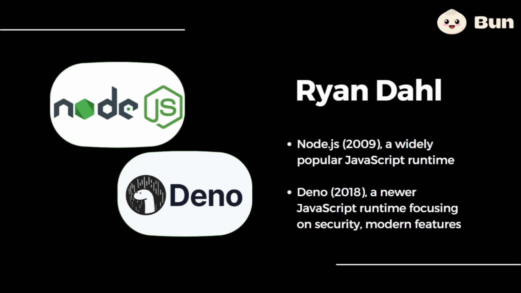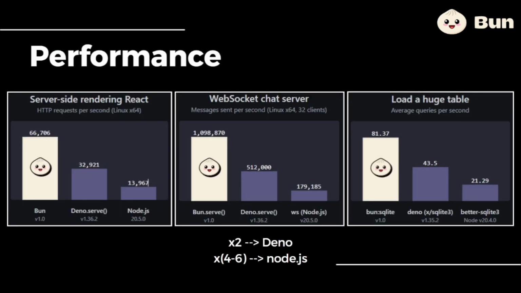Okay, let's come back to our topic. Why do we have to use Bun? As I said before, one of the major design goals that we mentioned is speed. Bun's performance is very fast compared to Deno and Node.js. This is the performance benchmark of these three runtimes.